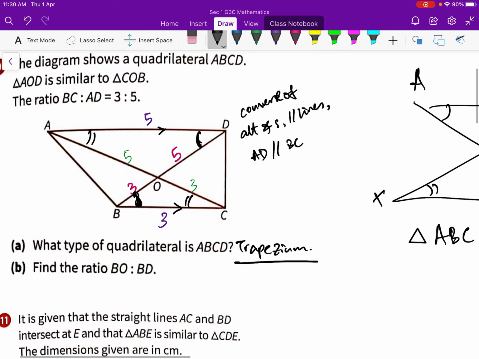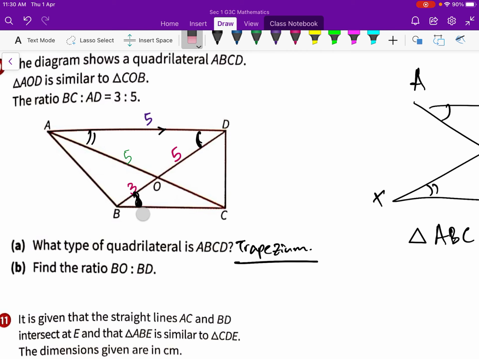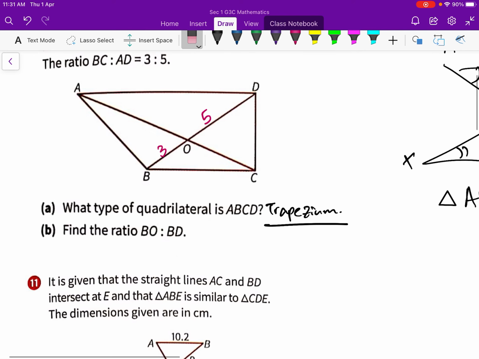Now find the ratio of BO to BD. Okay, I'm going to erase this. Let's just focus on our BO and BD. BO over here, 3 units. BD, clearly 8 units. So by writing these numbers down, we get the answer straight away. 3 to 8. 3 to 8.